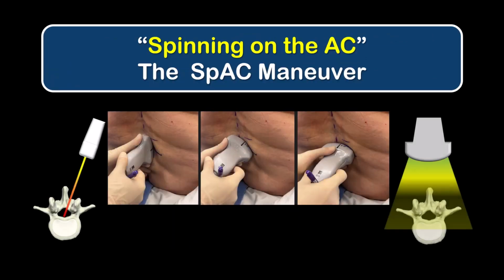However, more recently, I increasingly mark for a paraspinous needle approach using a maneuver which I call spinning on the AC, or the SPAC maneuver. It provides for more precision in determining an appropriate needle insertion site and trajectory.